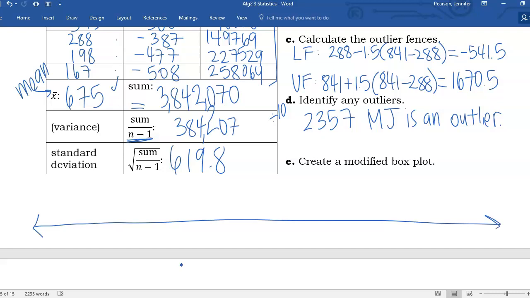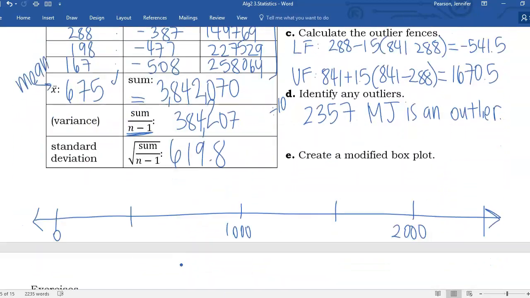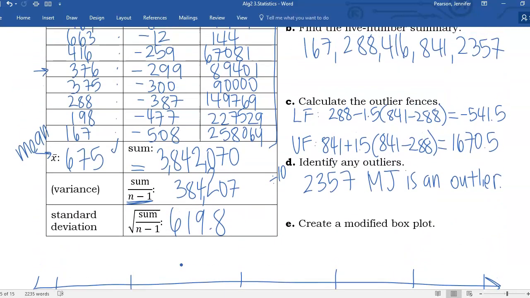So I'm going to start with a number line. Let's start with 0, and let's go 1,000. And I'm going to try to evenly space this. Let's go 2,000, right? So that's going to be 1,500, 500, 2,500, okay? So my minimum was at 167. I was hoping I could get them all on the page at the same time, but I don't think it's going to happen. 167, that's like here.